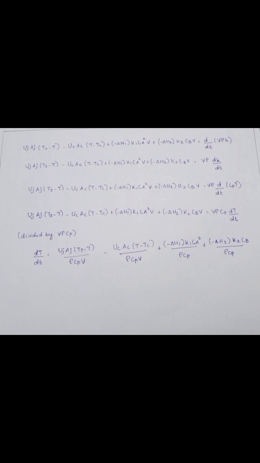This is represented by Uj Aj into (Ts minus T) minus Uc Ac into (T minus Tc) plus or minus delta H1 into K1 CA square V plus or minus delta H2 K2 Cb V is equal to d/dt of V rho H. By further simplification, we finally arrive at the equation of dT/dt is equal to Uj Aj (Ts minus T) divided by rho Cp V minus Uc Ac (T minus Tc) divided by rho Cp V plus or minus delta H1 K1 CA square divided by rho Cp plus or minus delta H2 K2 Cb divided by rho Cp.